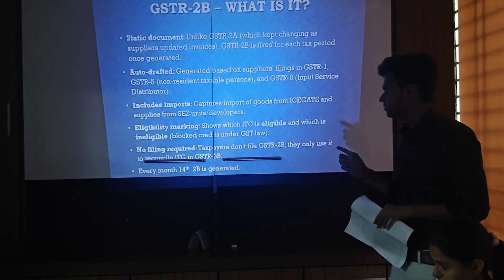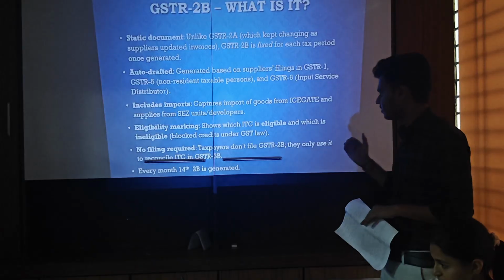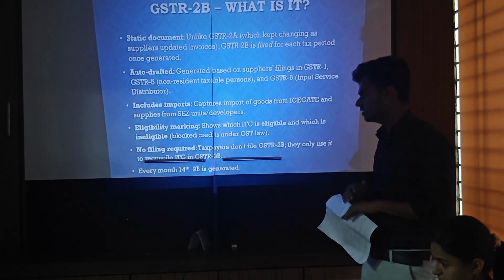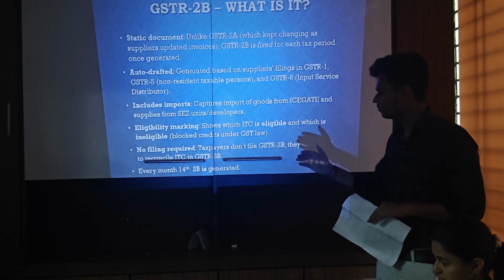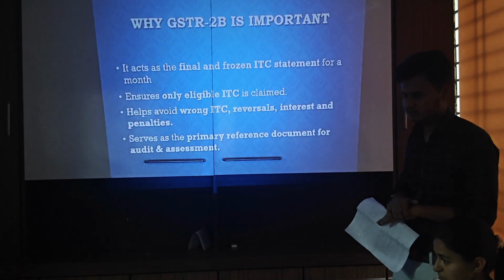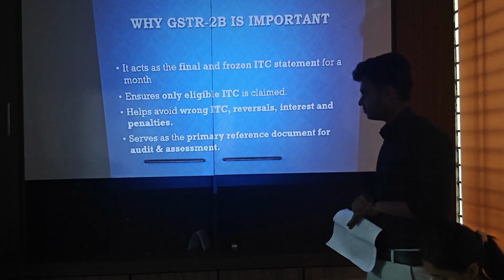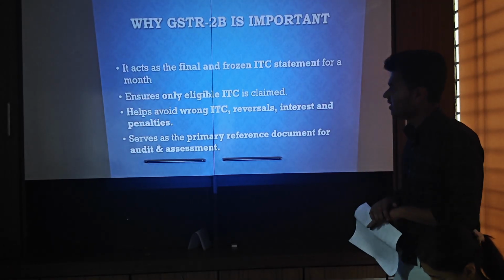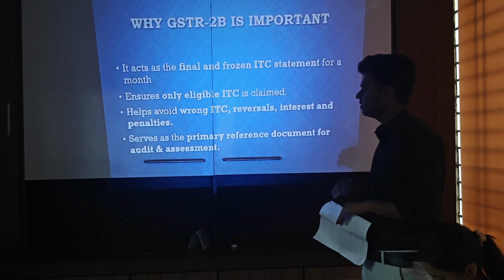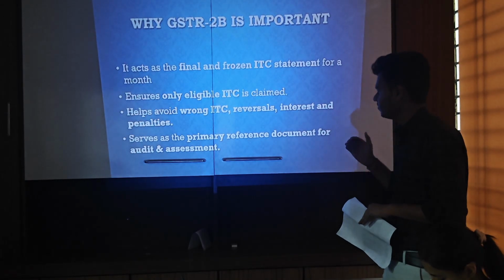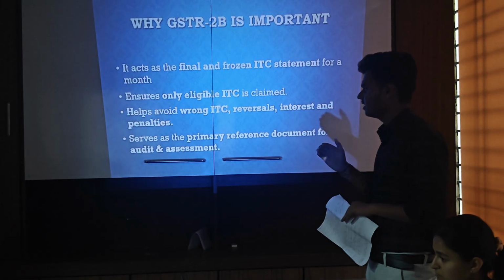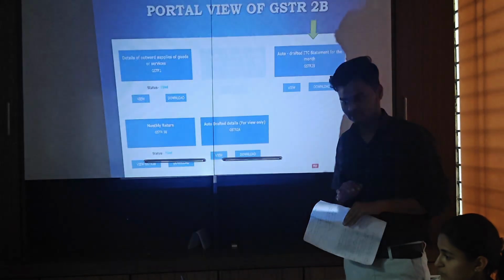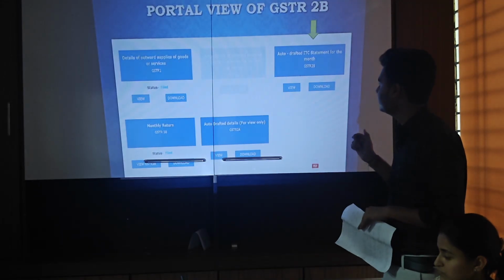And no filing required. Taxpayers do not file the GSTR 2B. It is only used to reconcile ITC in GSTR 3B. In every month, on the 14th, 2B is auto-generated. Why is 2B important? It acts as a final and frozen ITC statement for a month, ensures only eligible ITC is claimed, and helps avoid wrong ITC, reversals, interest and penalties. It serves as a primary reference document for audit and assessments. This is the photo view of 2B.